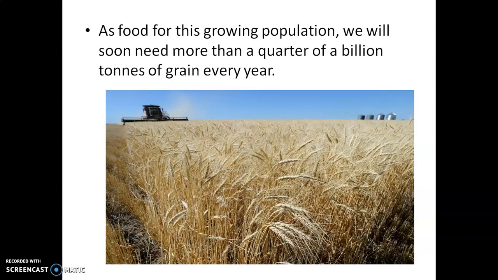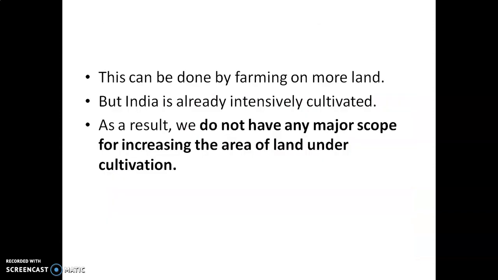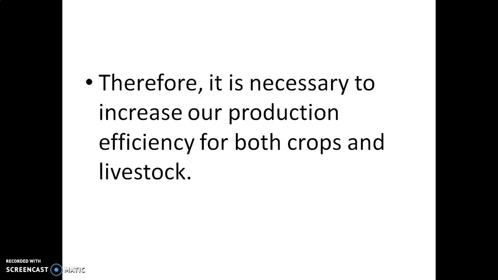As food for this growing population, we will soon need more than 250 million tons of grains every year. Okay, so this can be done by farming on more land. Children, but we know that India is already intensively cultivated, isn't it? As a result, we do not have any major scope for increasing the area of land under cultivation, isn't it? We can't increase the area of land under cultivation. So, what we will do? Therefore, it is necessary to increase our production efficiency for both crops and livestock.